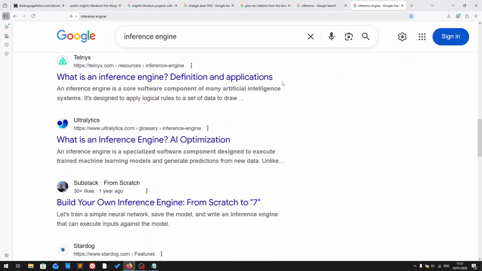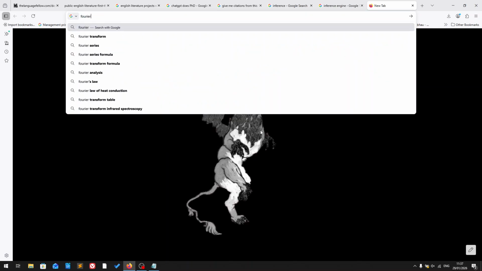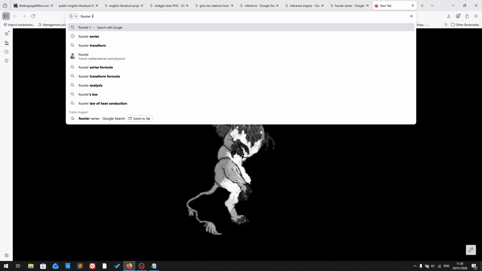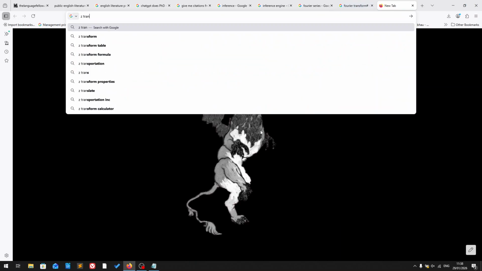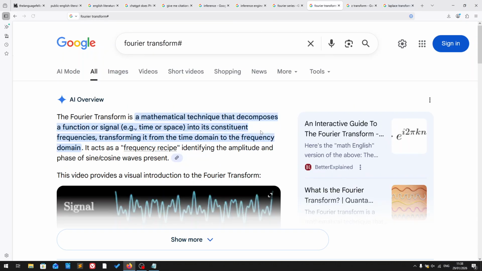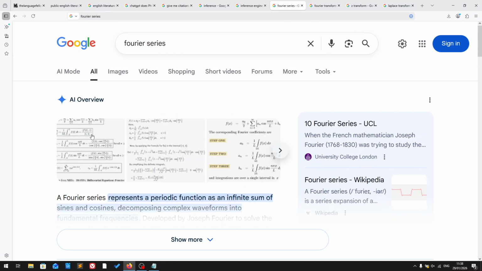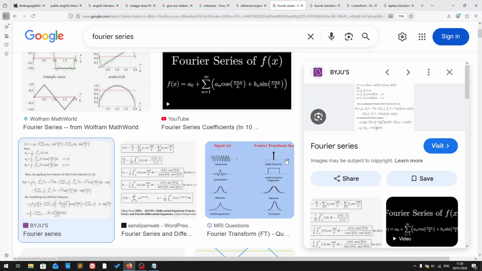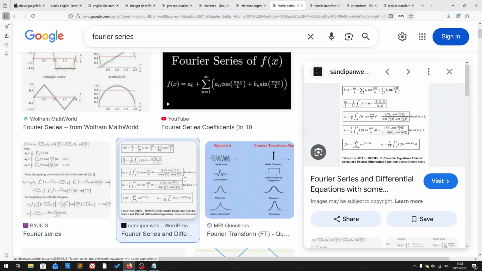What is an inference engine? So an inference engine is a core software component of many artificial intelligence systems. It's designed to apply logical rules. So the point I'm trying to make is that we are talking about, for example, Fourier series or Fourier transform, Z transform, Laplace transform, right? So this is the kind of thing that you're looking at when you're talking about an inference engine. So it takes it to a different level altogether.